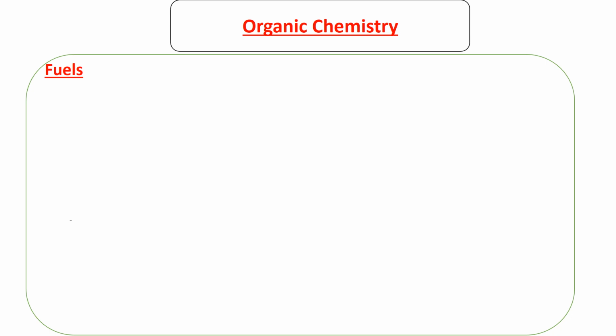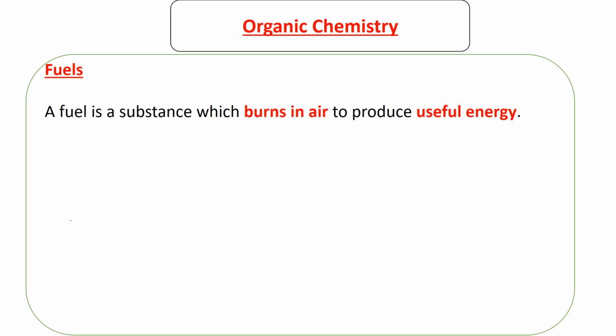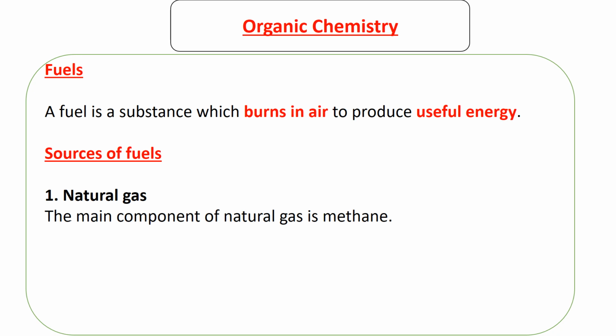We end this topic with fuels. So a fuel is a substance which burns in air to produce useful energy. Where do we get fuel? There are different sources, but one of the major sources is natural gas. The main component of natural gas is methane. Sometimes when they just say natural gas, you just have to know it's methane.